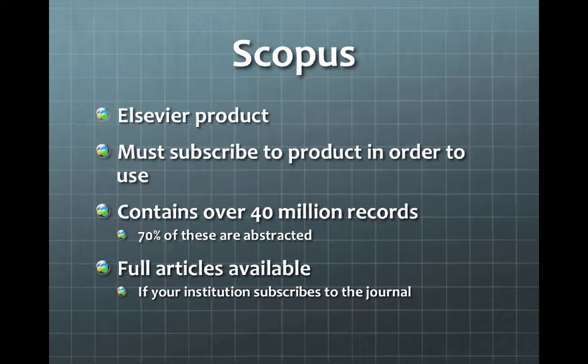Just one more comment on both Scopus and Science Direct, and this will apply to other search engines as well. Full articles are available for many of the hits that you'll get, but the caveat here is that your institution, if you're searching through an institution, has to subscribe to the journal. Okay, so this means that if your institution does not subscribe to that journal, then you are going to have to go to library loan, interlibrary loan, or some other mechanism in order to get a copy of the journal article.